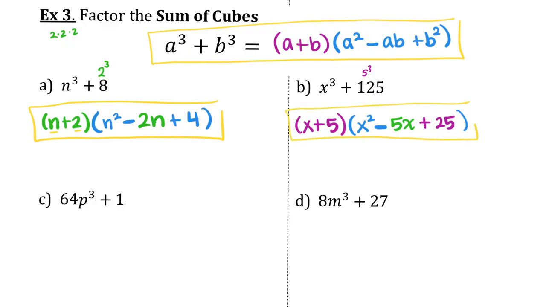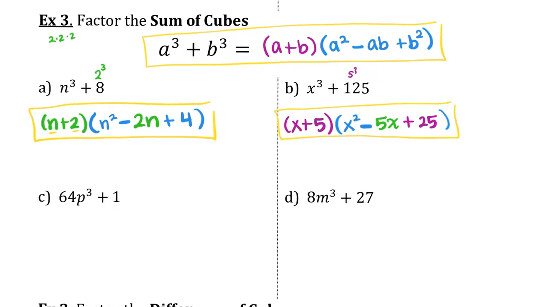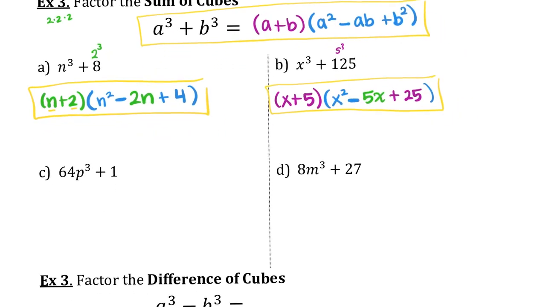Again, the trinomial will not factor further. If you do 25, it's 5 times 5, which adds up to 10, or it's 25 times 1, which adds up to 26. So it's never going to go further than that. Now that you're starting to get the hang of it, let's mess you up by adding a coefficient on the first term. This is 64p cubed plus 1.